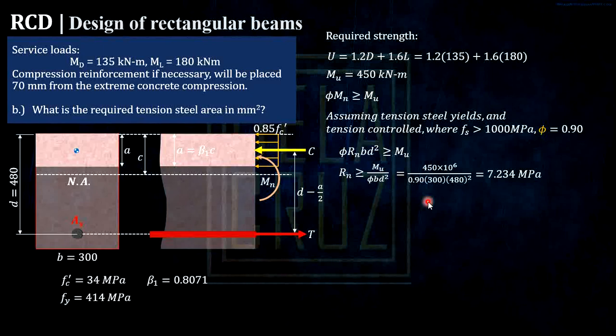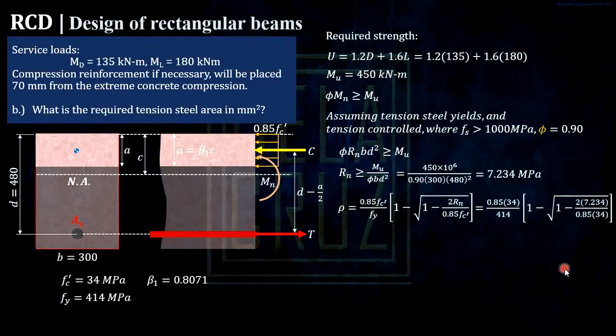After that, we will use this formula for rho. Then substitute all the given data, and our actual rho is 0.020477. Then we can solve for As, which is rho bd. Substituting all the values, our required steel area is 2949.